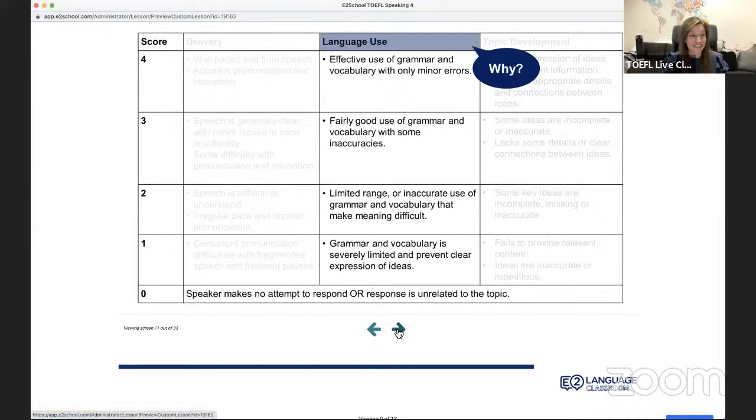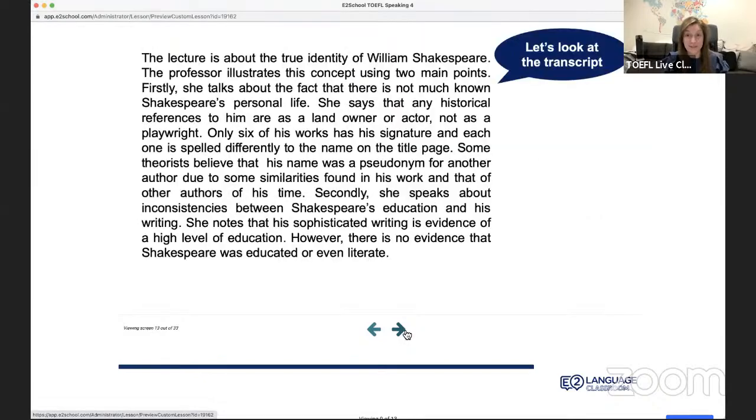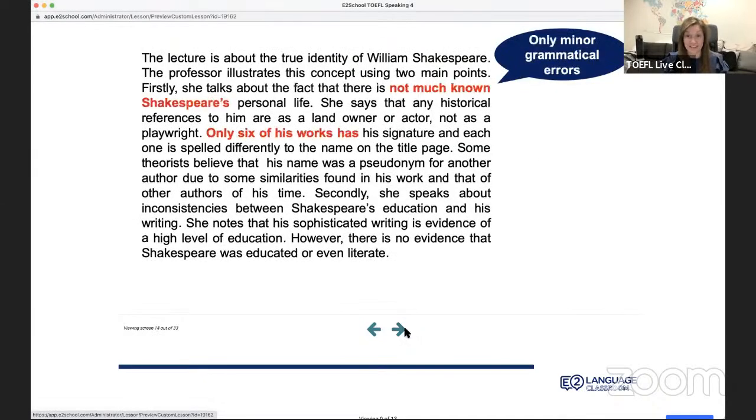So yes, I would also say a 4 because he effectively used grammar. If we look at the transcript, there were some really minor grammatical errors: "not much known Shakespeare's personal life", which should be "not much is known about Shakespeare's personal life." That's so small that you might not even hear it. "Only 6 of his works has his signature" should be "Only 6 of his works had his signature."